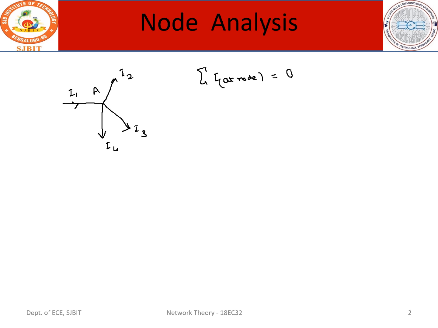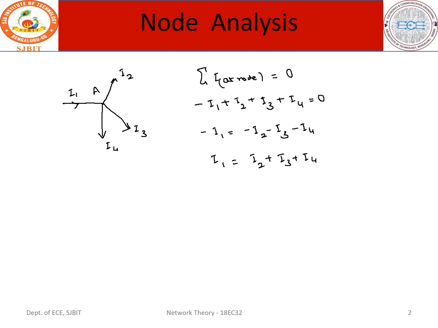Or we can write it as: the current entering the node you can take as negative, and the current leaving the node you can take as positive. Then you can write I1 leaving the node, plus I2 plus I3 plus I4 is equal to 0. Or we can write it as minus I1 is equal to minus I2 minus I3 minus I4, or I1 is equal to I2 plus I3 plus I4.